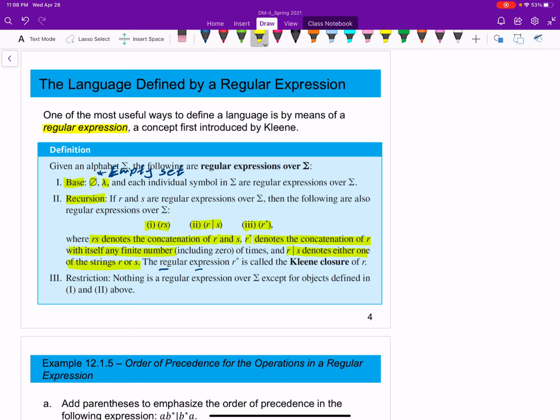There are some restrictions. Nothing is a regular expression over sigma except for objects defined in 1 and 2 above. So in order to be a regular expression, it should be explained in 1 or 2 above, either the base or the recursion. Those are the only two possibilities for a regular expression.